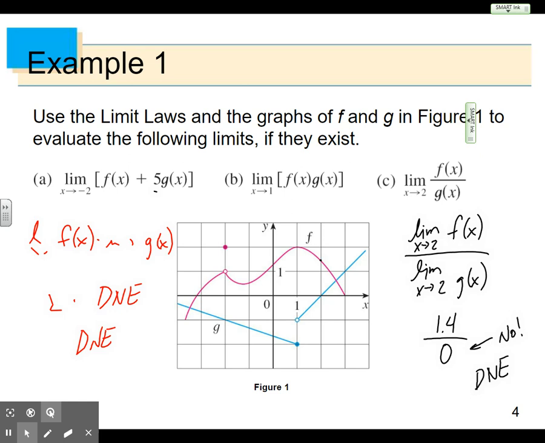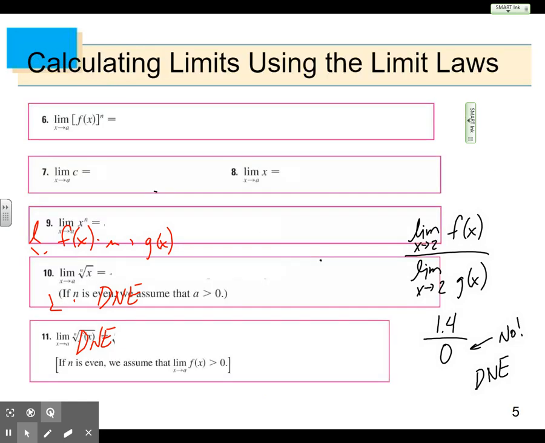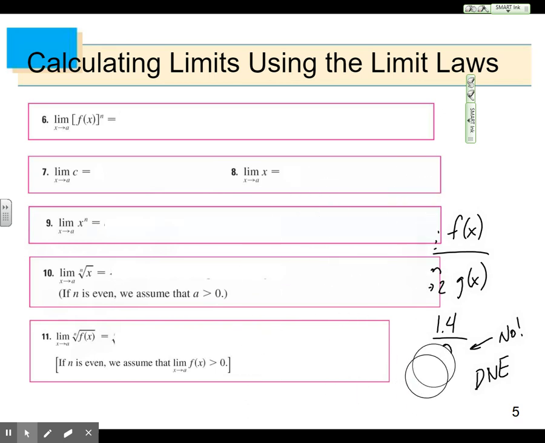We got closer this time. It just turned out to be 0 on bottom. That's a no-go. Limit cannot exist if we got a 0 on bottom of a quotient. Got some more limit laws. Thought we were done with them. Ha, silly you.